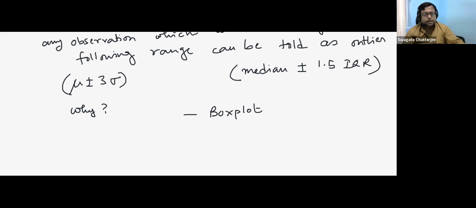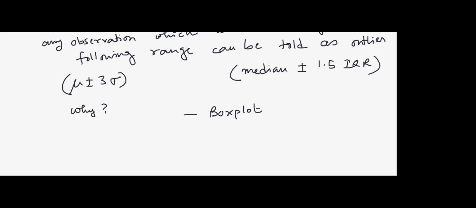I will stop here. If you have any questions up to this point, please let me know. Sir, can you please let us know why mu plus minus 3 standard deviations is taken as the standard for outliers?